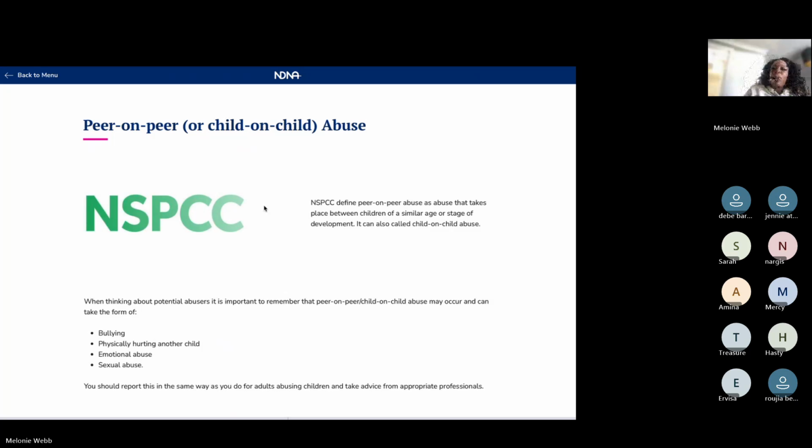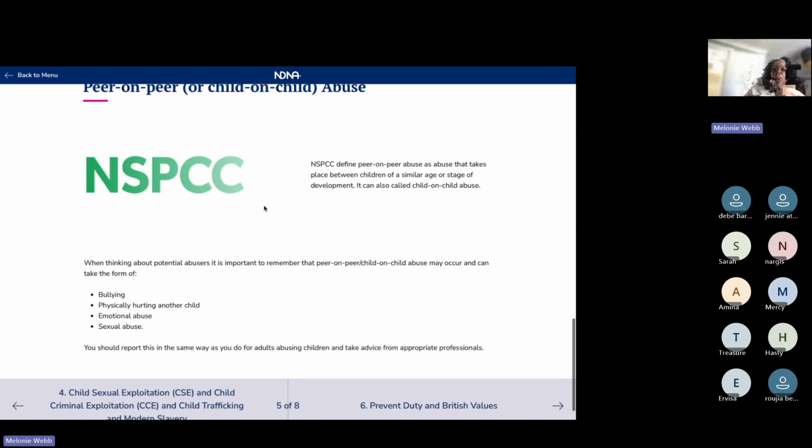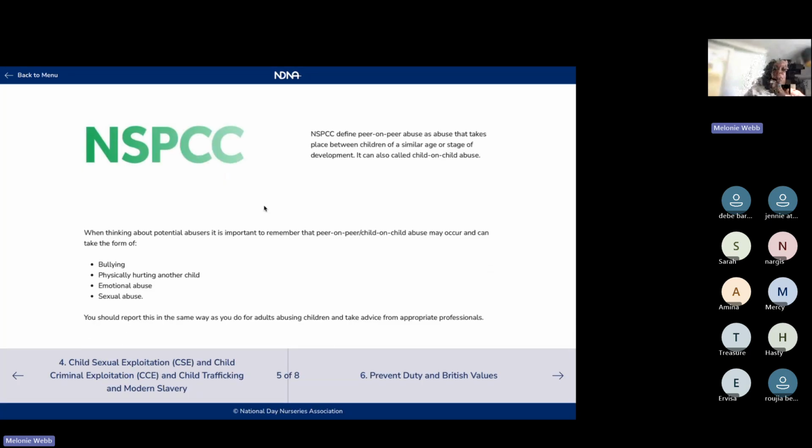Peer-on-peer or child-on-child abuse is defined by the NSPCC as abuse that takes place between children of a similar age or stage of development. This can also be called child-on-child. When we think about potential abusers, it's important to remember that peer-on-peer abuse may occur in the form of bullying, physically hurting another child, emotional abuse, or sexual abuse. You report this in the same way that you do for adults abusing children and take advice from appropriate professionals.